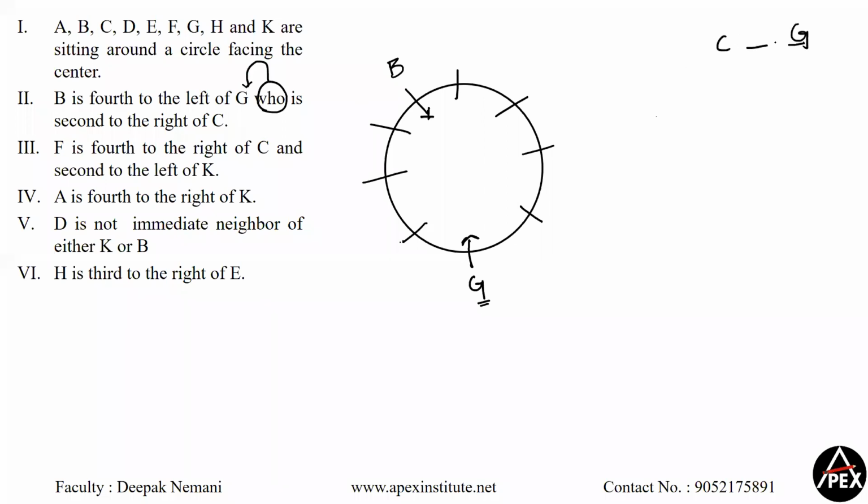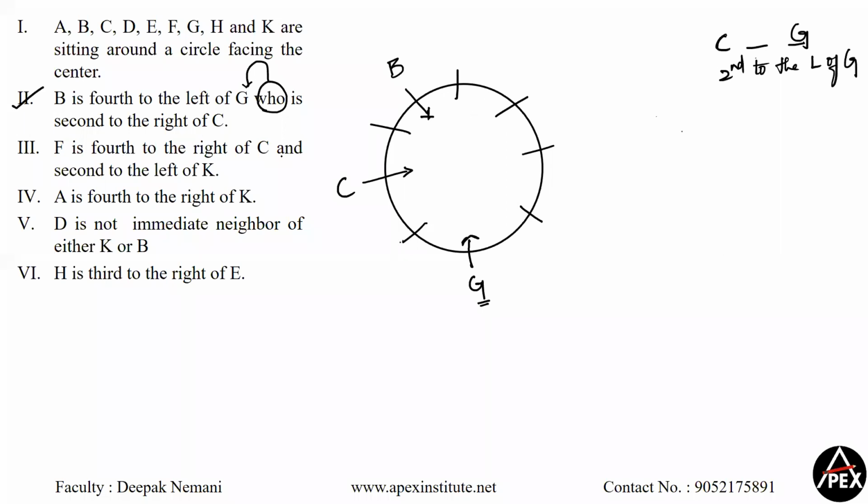So what is the position of C with respect to G? See, if it is given that G is second to the right of C, C is second to the left of G, isn't it? Second to the left of G. Perfect. So if G is here, first to the left, second to the left, C will be here. Now we have the positions of B, C, and G. Okay, we are done with statement 2.